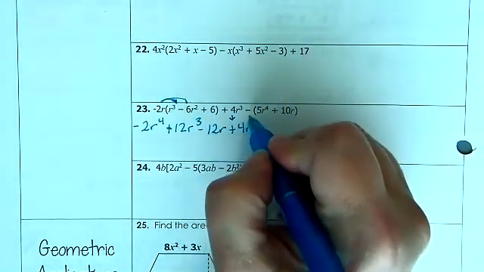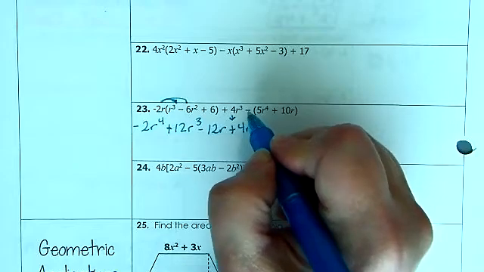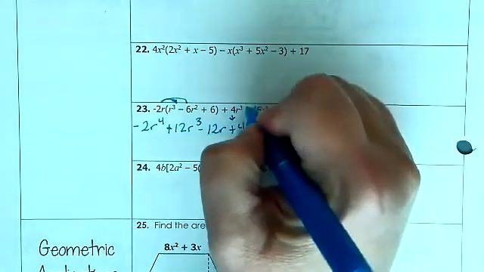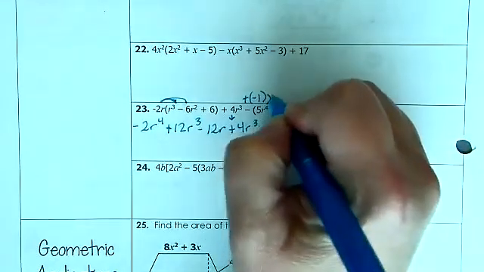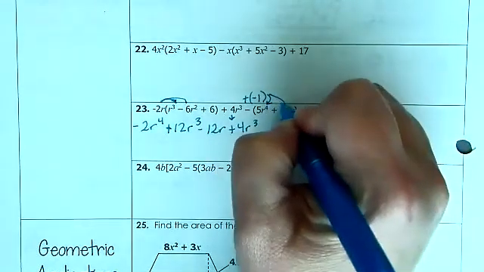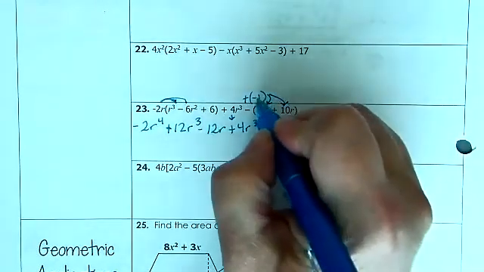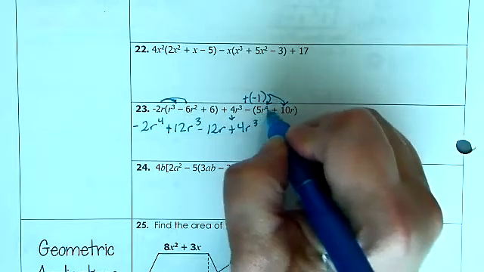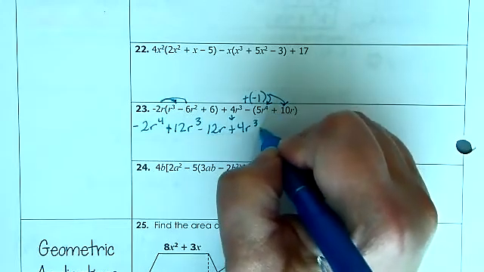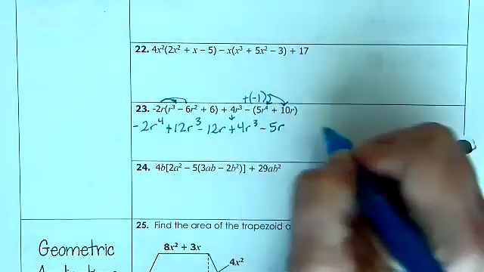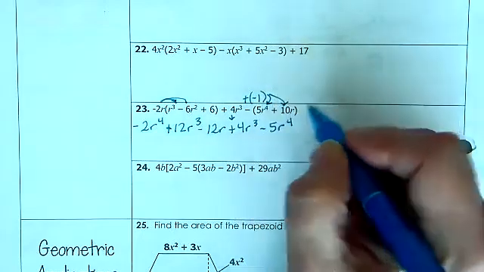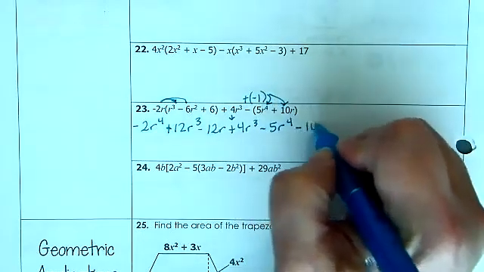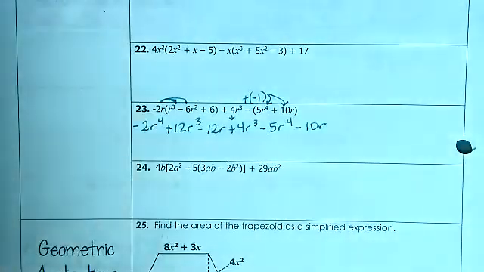Here's where the tricky part is, and this is why I chose this problem. This is minus. That's the same as saying plus negative 1. So I'm distributing a negative 1 to both. So we're going to have negative 1 times 5r to the fourth. So that's going to give me minus 5r to the fourth. Negative 1 times positive 10r, so that's going to be minus 10r.